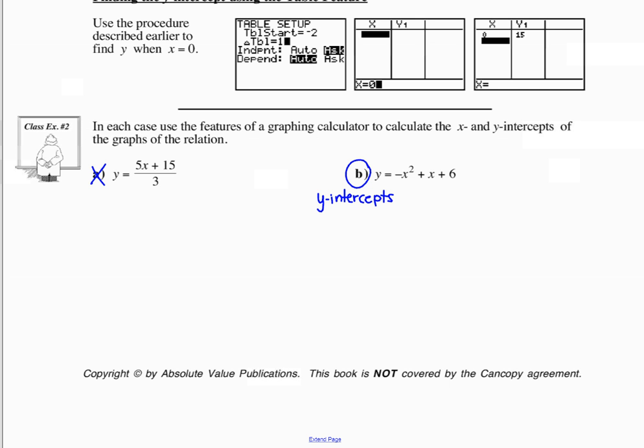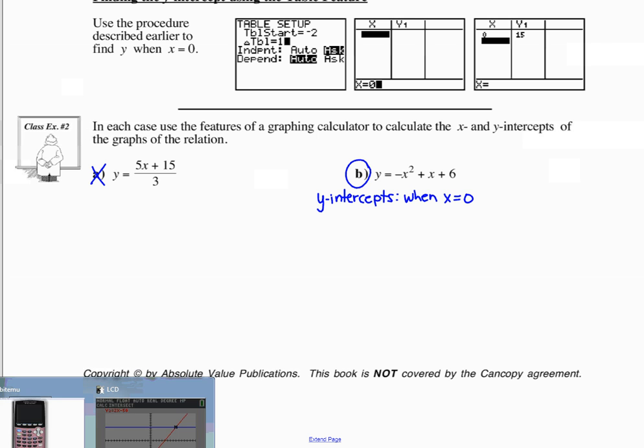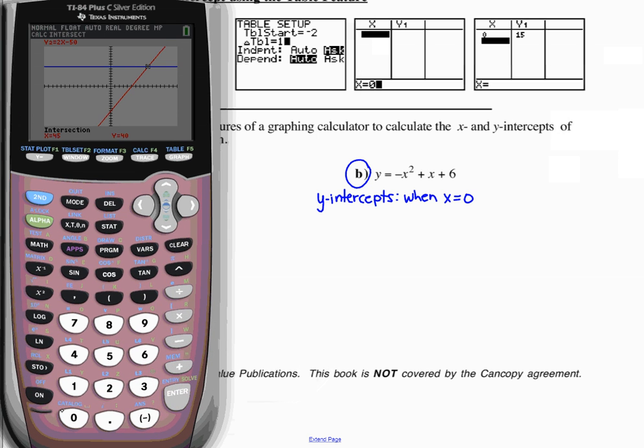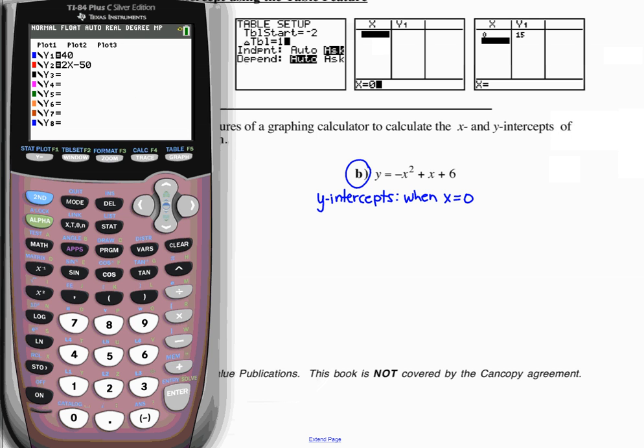Y-intercepts are when what? When x is 0. So, we grab our graphing calculators. Let's type this equation in. So go to y equals, clear everything that's there. Type in this equation. Make sure to use a negative symbol instead of a minus symbol in front of the x squared. Negative x squared plus x plus 6. Okay.